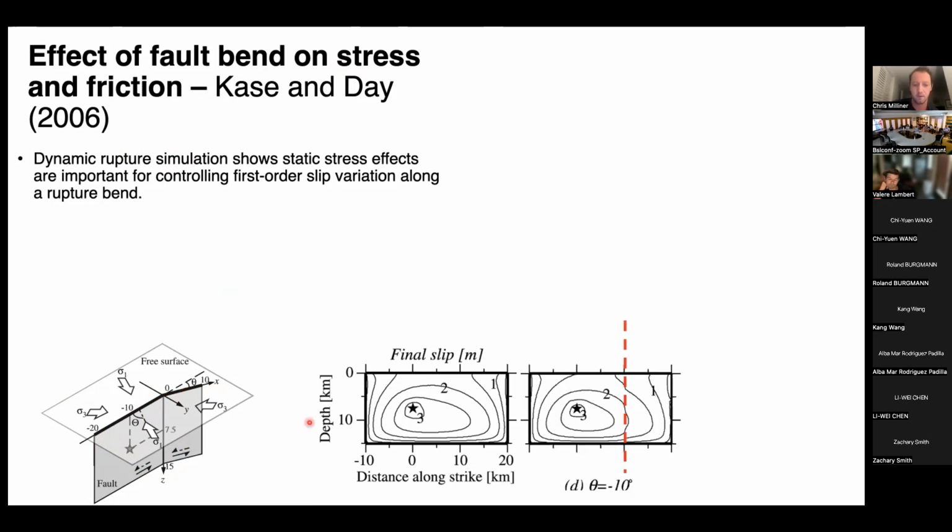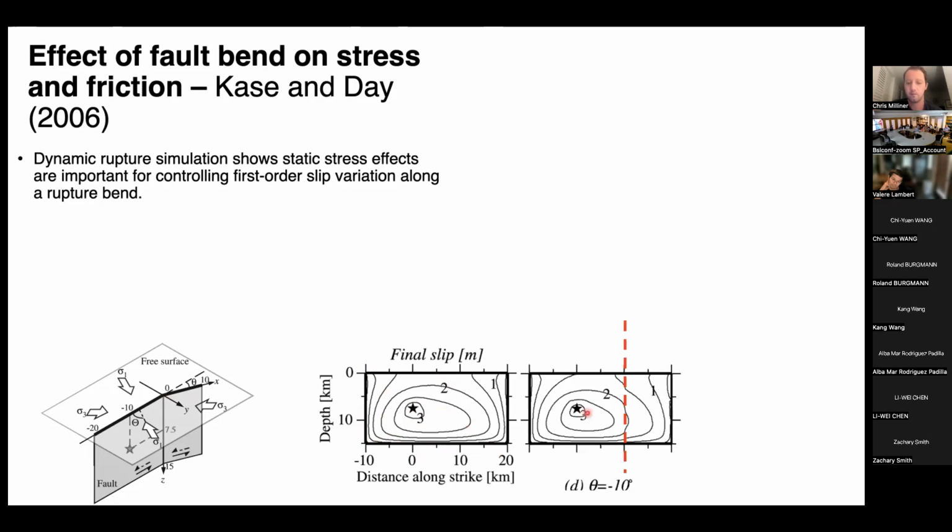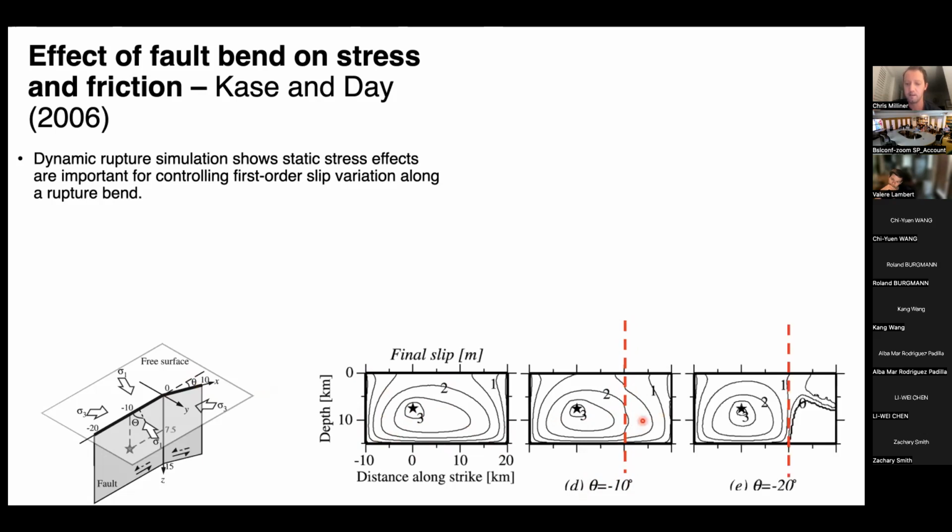So this example here shows a slip distribution for a fault with depth and along the fault, with contours for the amount of slip. This is a no bend case. It's just a purely straight fault. And then if they introduce a bend right here, where theta is the bend angle, it can start to suppress slip. And as they make the bend angle more severe, it can start to almost completely suppress propagation.